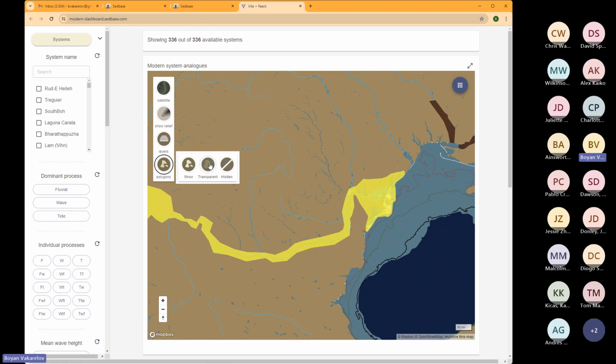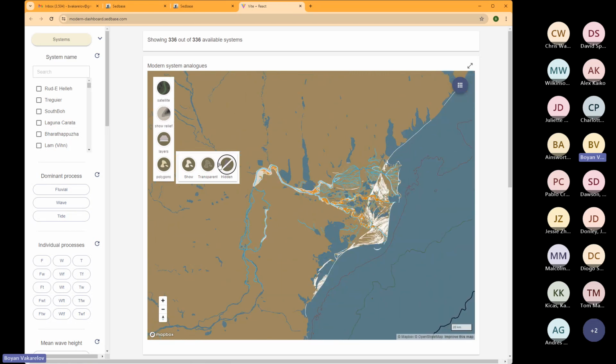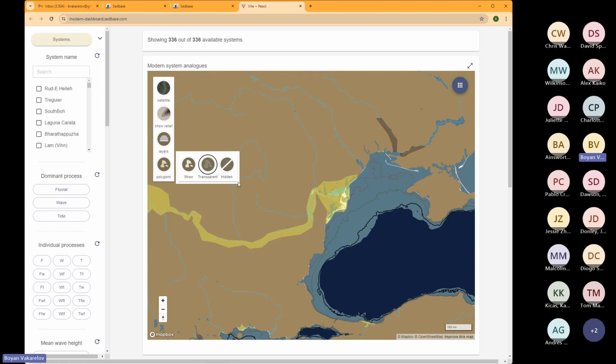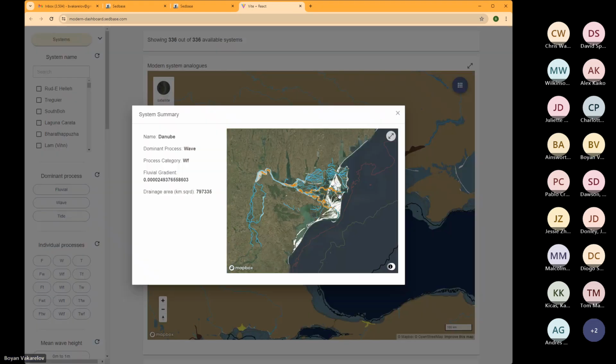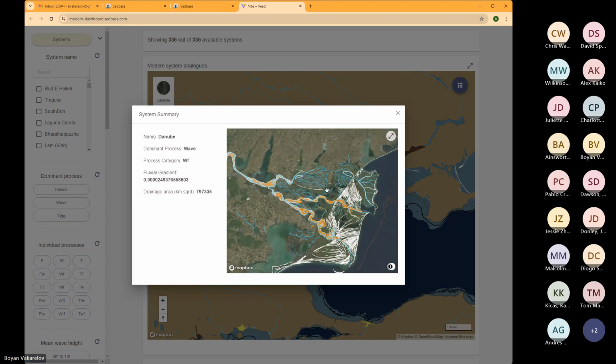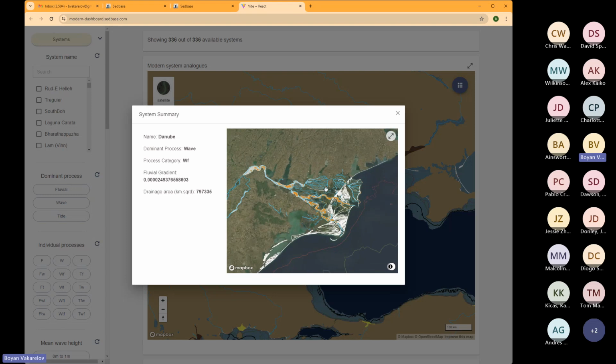Now, something else that you can do if you like is change the visibility of the system itself. So if you want to see some geomorphological detail, again, you can very easily use this live map to be doing all of these things. Something else which you can then do is if you click on a system, a pop-up menu appears. Now this is a live map. So this allows you to very quickly get a feeling for what a system looks like.